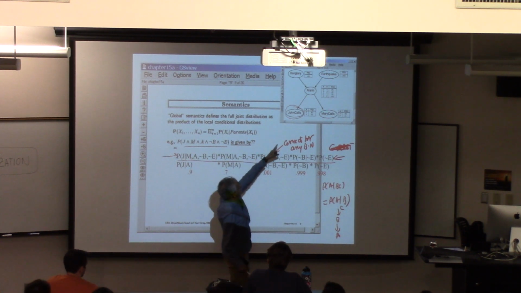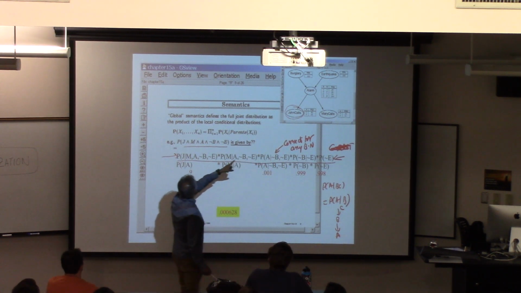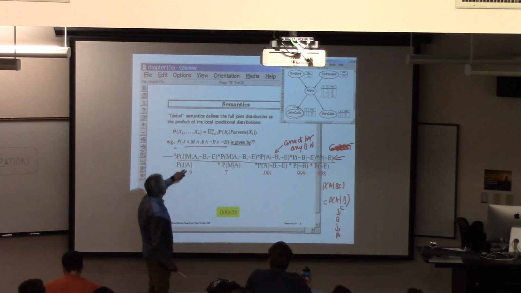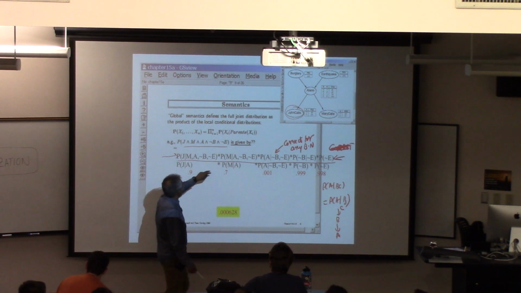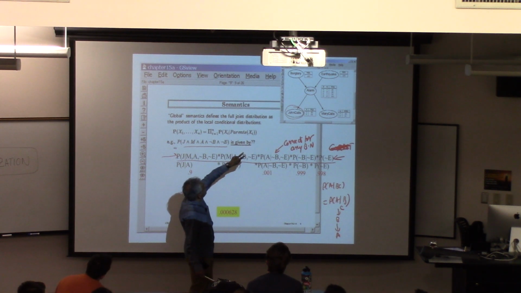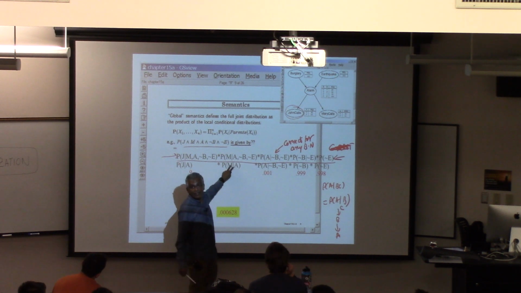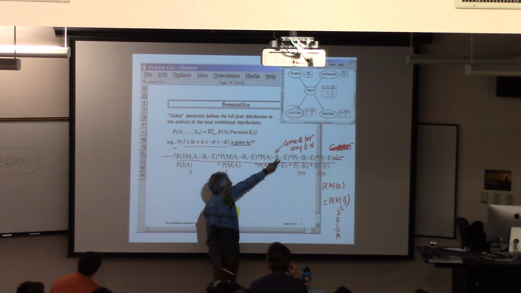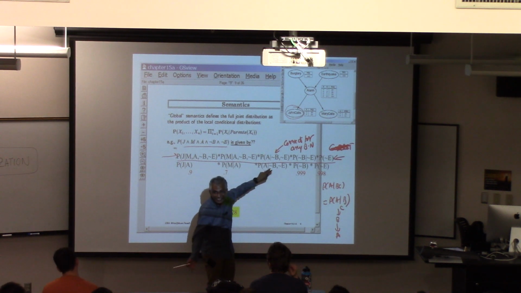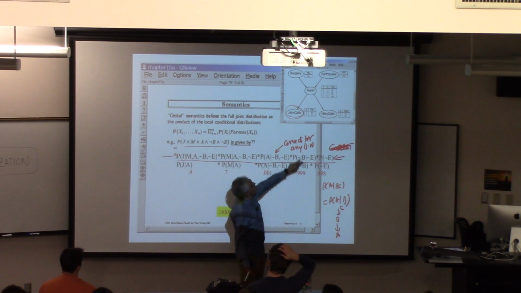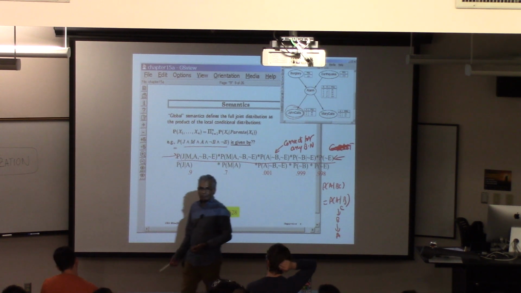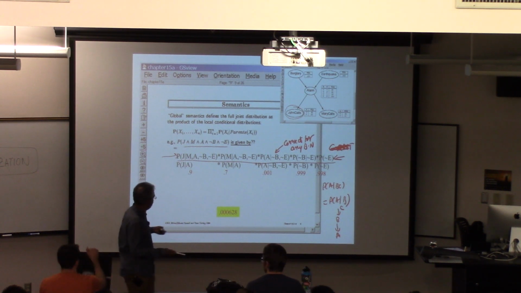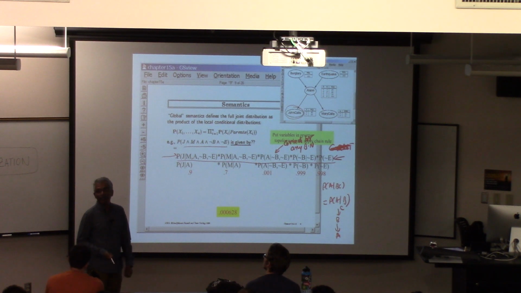J given M, A, not B, not E is just J given A. Similarly, M given A, not B, not E is nothing but M given A. A given not B, not E stays as A given not B, not E. And not B given not E is the same as just not B, because it has no parents. And then P of not E. Those are the numbers. You multiply those numbers and you get the answer.